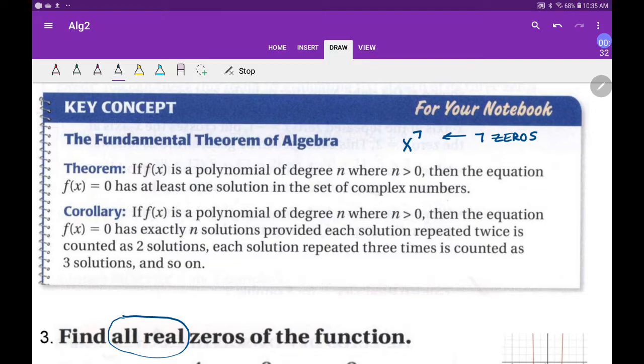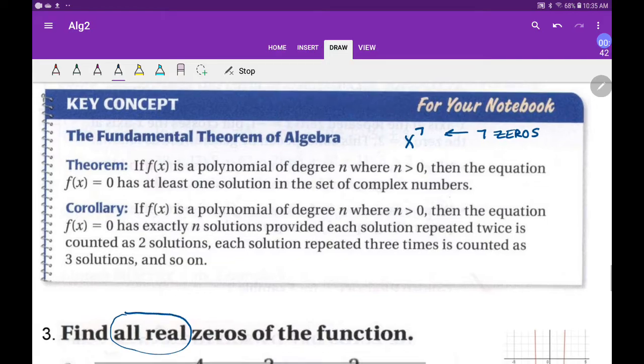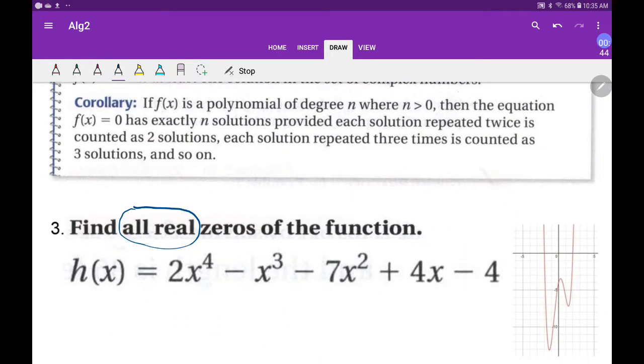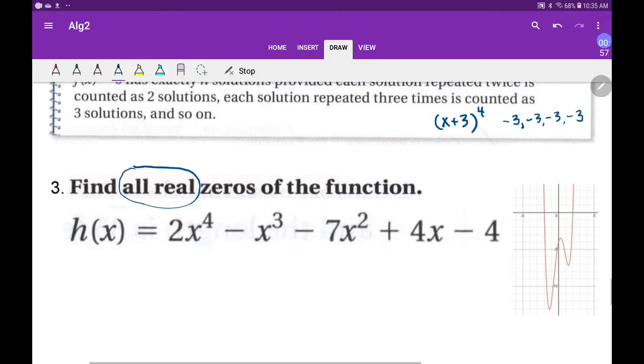They may not be real zeros, but there's something, and they might happen twice, but we still count them. They might happen 3 or 4 times. If I have this to the 4th, I'm going to count all 4 of them. You say, but they're all negative 3s. Well, they're still all solutions, okay? I'm going to count every one.